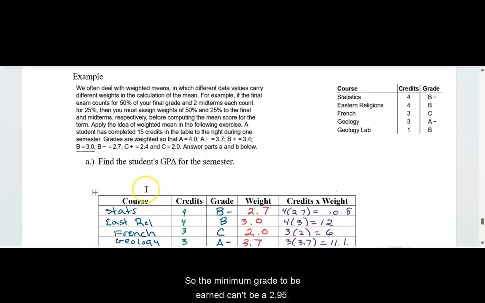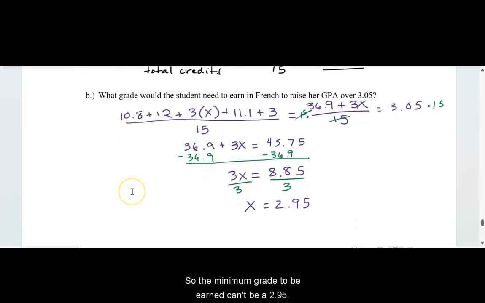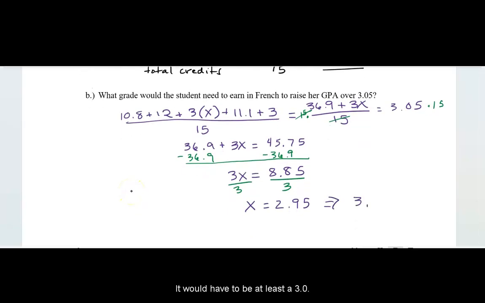So the minimum grade to be earned can't be a 2.95. It would have to be at least a 3.0. And then that way we can get our weight to where in French she will obtain a GPA of 3.05 or higher, but at least a 3.05. All right, so that one had a lot of algebra in there. That'll give you good practice. But that ends our video then on measures of central tendency.